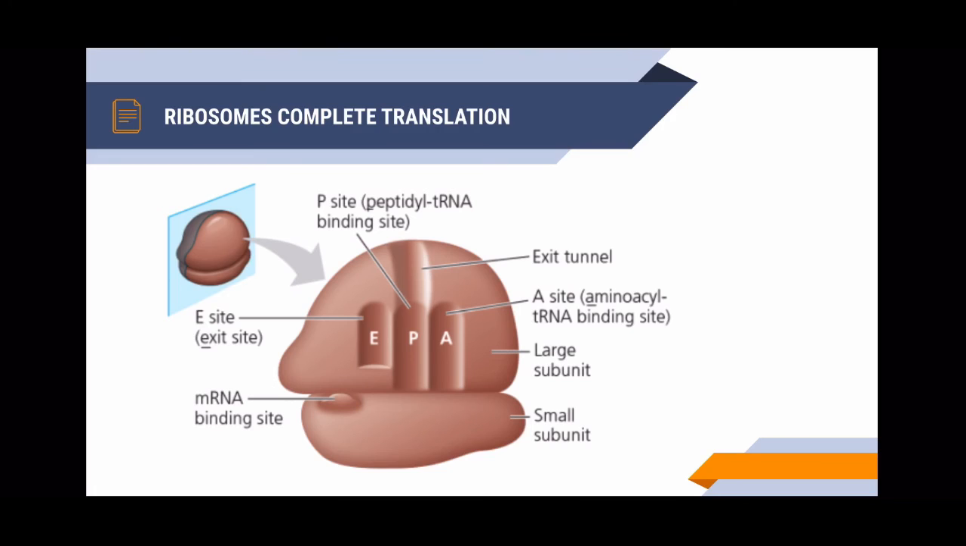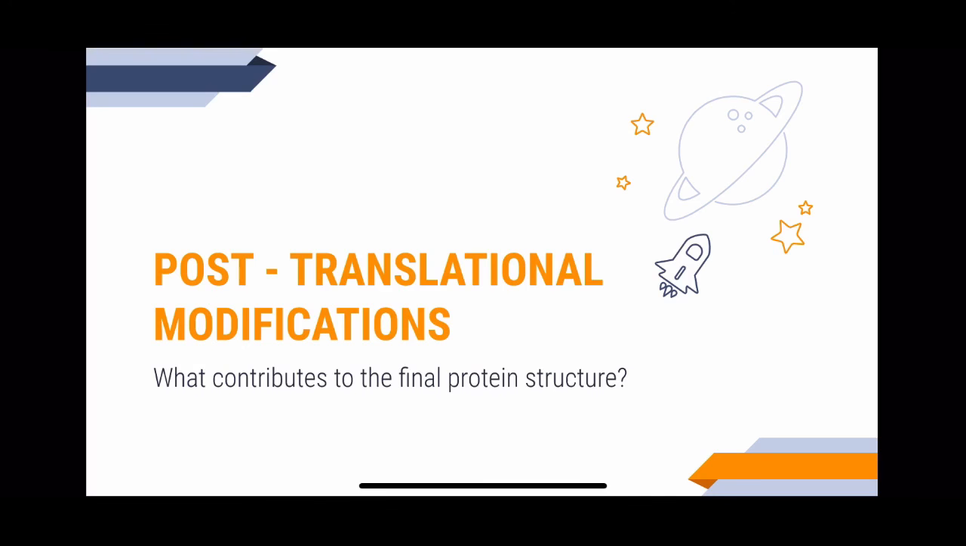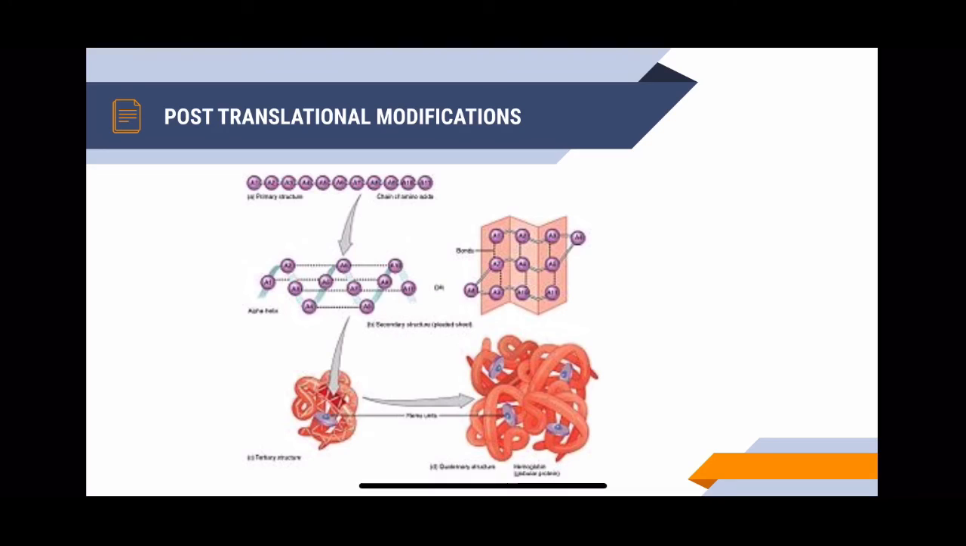Once all amino acids for a polypeptide are added in the elongation process, the ribosome catalyzes the formation of a peptide bond, and a completed polypeptide is released through the exit tunnel. So what contributes to the final protein structure? Protein folding results in the three-dimensional protein with secondary and tertiary structure. Certain amino acids may be chemically modified by attachment of sugars, lipids, or phosphate groups. A signal peptide targets certain polypeptides to either the endomembrane system or for secretion.